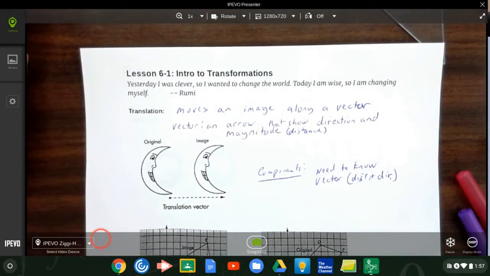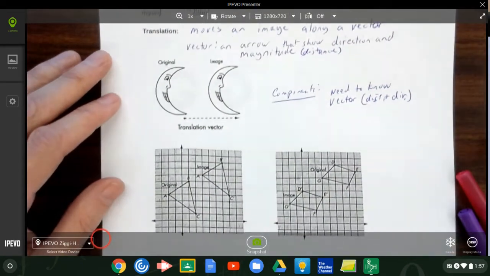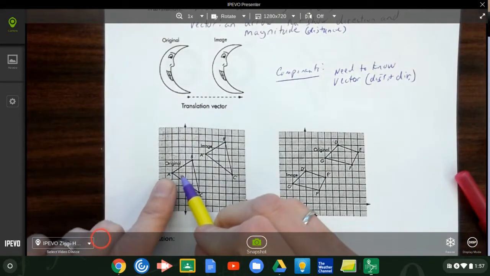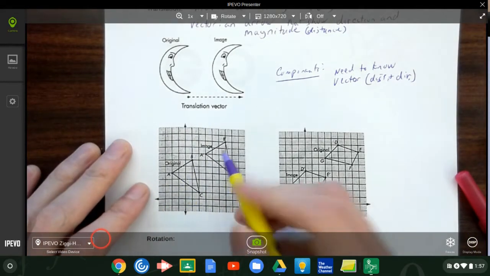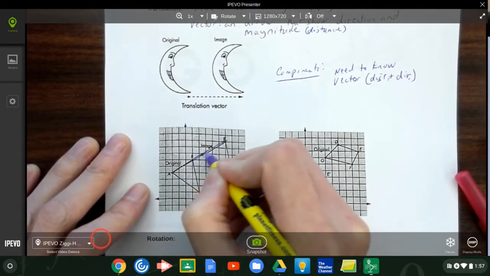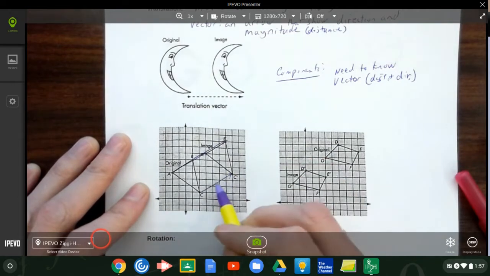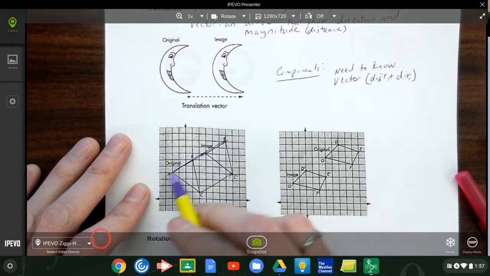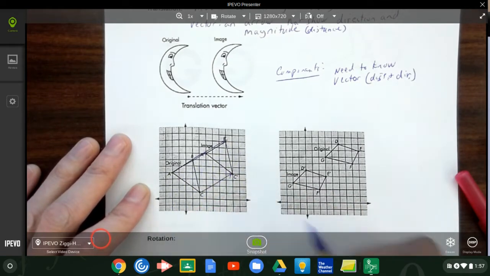So how do we perform this? Well, let's take a look at a couple examples. Here's some examples on the XY plane. Here's our original, our pre-image. There's our image. And on all these, we can see B move to there, A move to there, C move to there. All of these lines are parallel to each other. They're all the same direction, and they're all going the same distance.